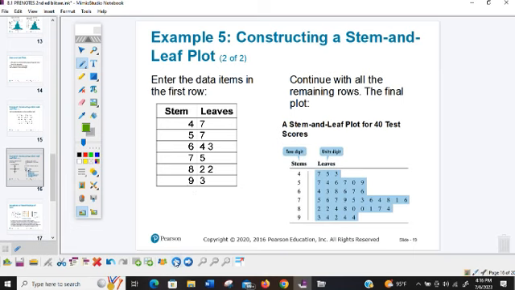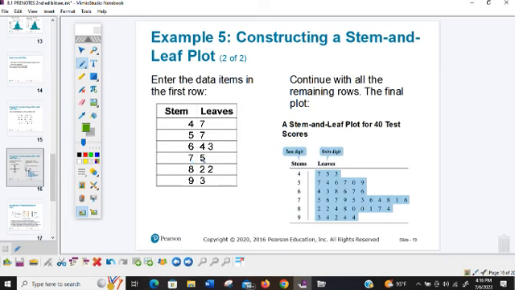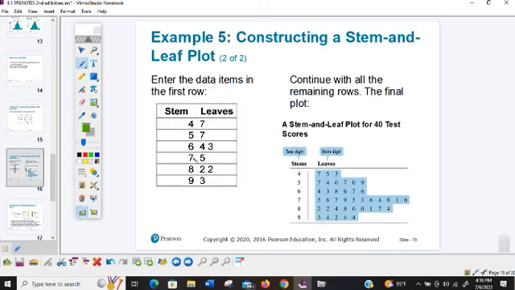For the 70s, the only thing up there is a 75. So the stem is 7, the leaf is 5. For the 80s, there's two 82s. So you list them both. 8 is your stem, 2 is your leaves. So you would read this 47, 57, 64, 63, 75, 82, 82, 93.